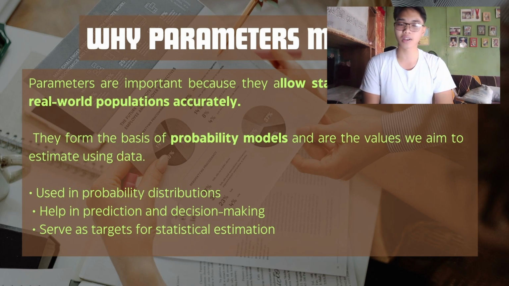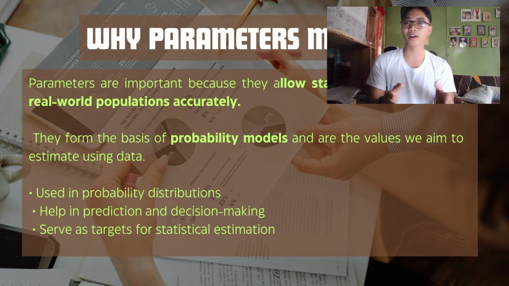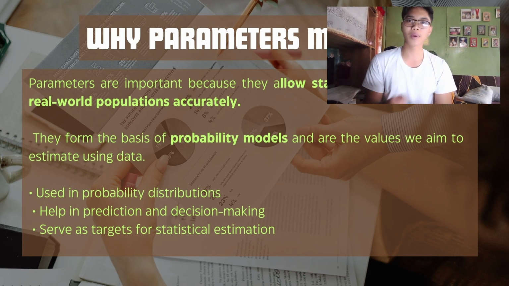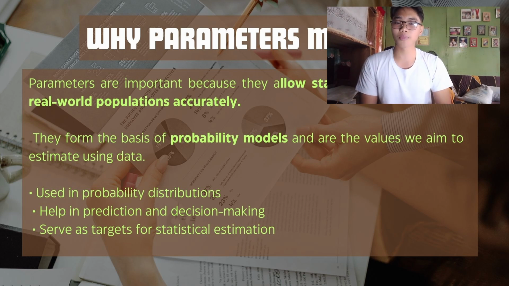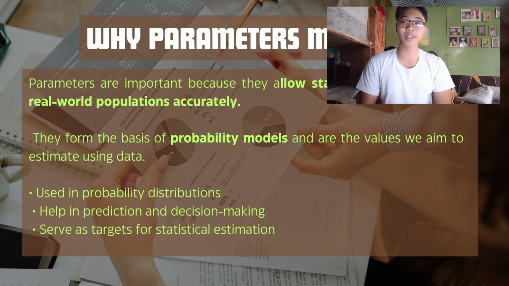You might ask me, why do these parameters matter? Why can't we just use statistical data? It's because parameters are important because they allow statisticians to describe real-world populations accurately. Instead of just taking data from a subset of a population, you have to do the process itself where you calculate from the parameter data itself. They form the basis of probability models and are the values we aim to estimate using data. It is used in probability distributions like the ones we are used to, especially the bell curve or the empirical curve. It helps in prediction and decision making using probability, and serves as targets for the statistical estimations.